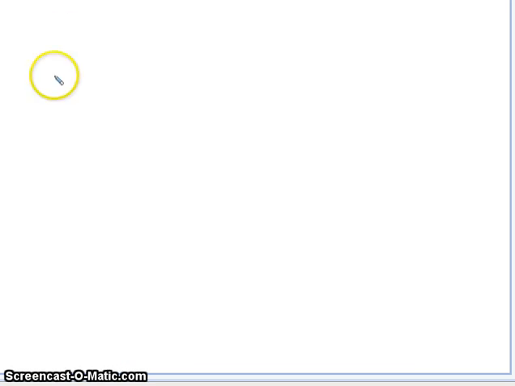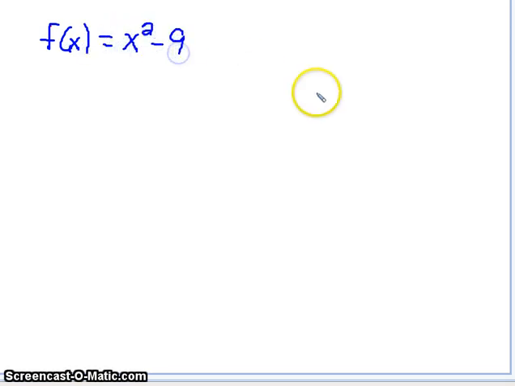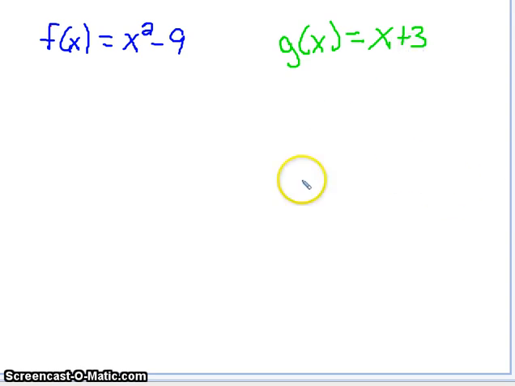So here, if I have f of x equals x squared minus 9, and we want to find out if the inverse is g of x, which is x plus 3. Now, in order to do this, if we know that they are an inverse, then f of g of x and g of f of x will equal x.